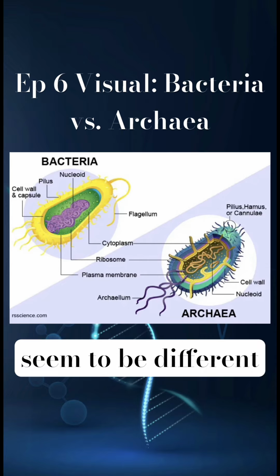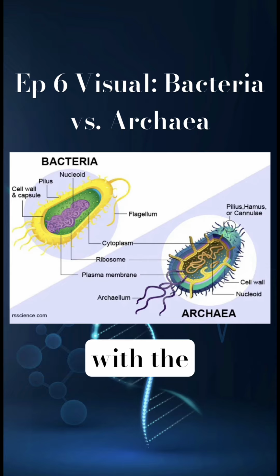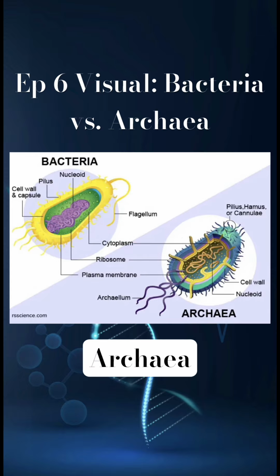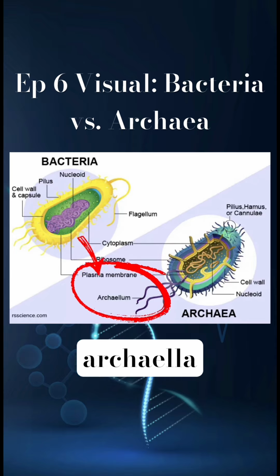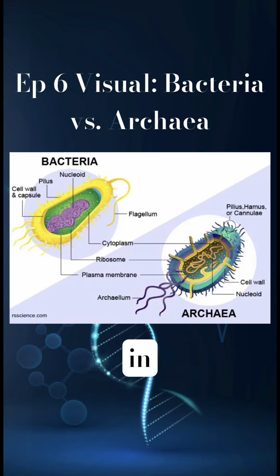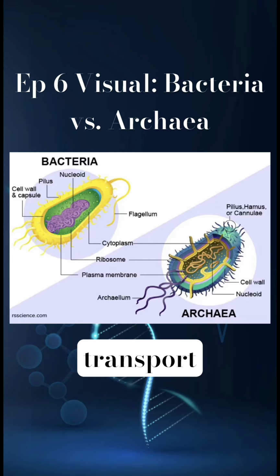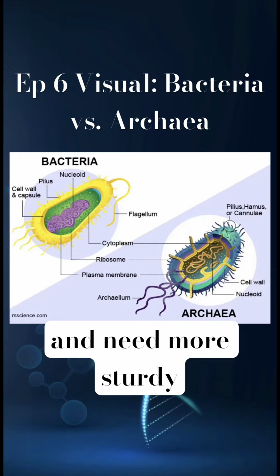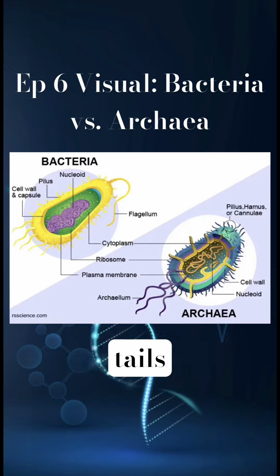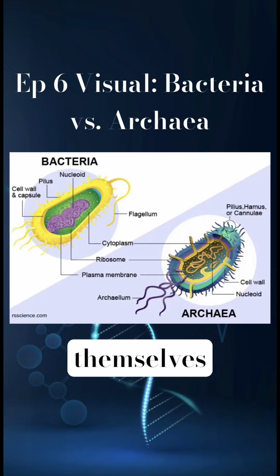Starting with the first one, bacteria have flagella, while archaea have archaellum. These are two different things that help in transport. They both help in transport, but they're different because archaea usually live in extreme environments and need more sturdy and sustainable types of tails to transport themselves.